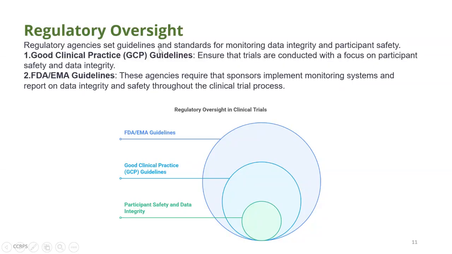Regulatory agencies set guidelines and standards for monitoring data integrity and participant safety. GCP guidelines, good clinical practice guidelines, ensure that trials are conducted with a focus on participant safety and data integrity. FDA/EMA guidelines: the FDA in the USA and the EMA in the European Union require that sponsors implement monitoring systems and report on data integrity and safety throughout the clinical trial process. And here's a diagram on regulatory oversight in clinical trials.